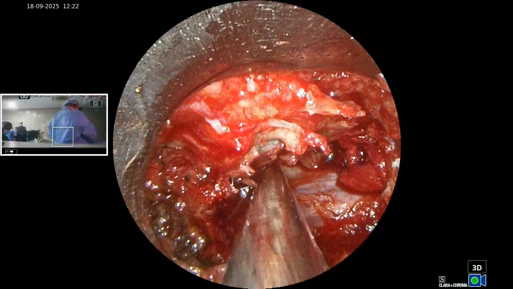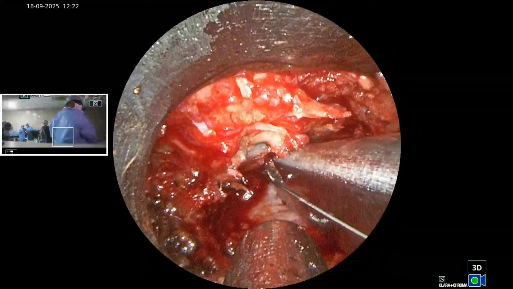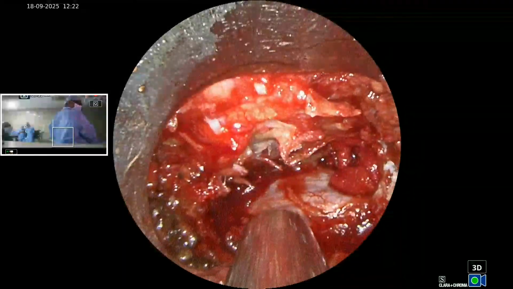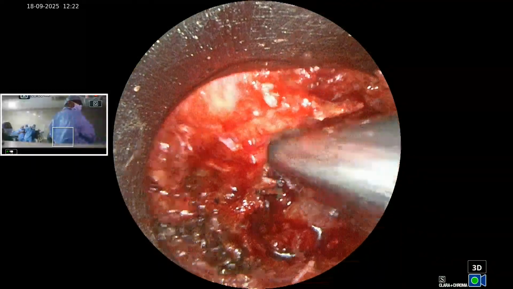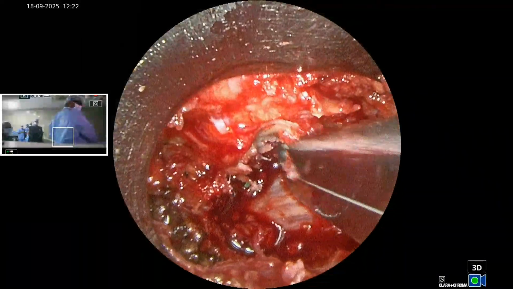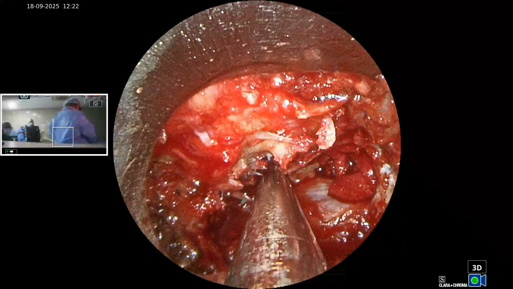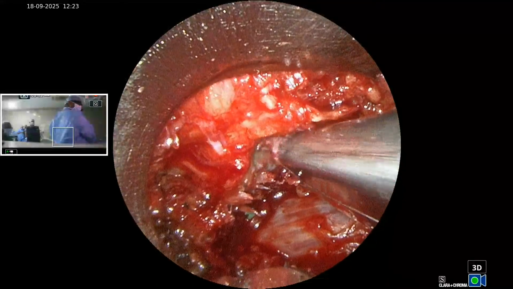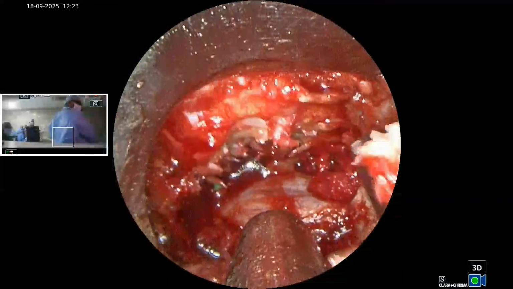Recently in 10-15 days back we have done 2 cases of the same thing, severe lumbar canal stenosis, 2-level decompression from the single port. I think this is the 3rd case in 15 days that we have done the 2-level bilateral over the top decompression from the single port. No need to take the separate port, only one port is enough.